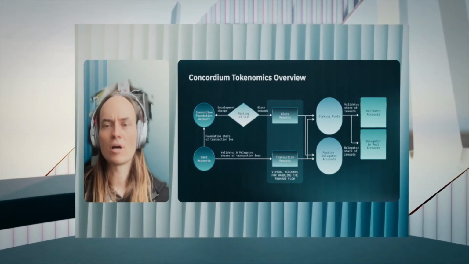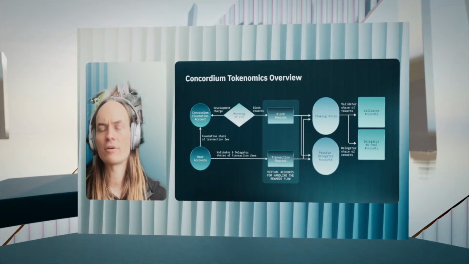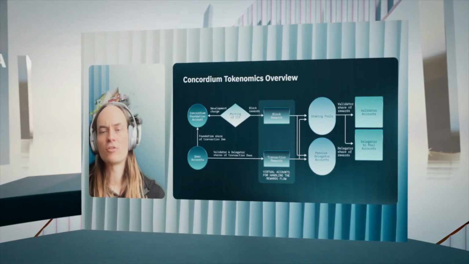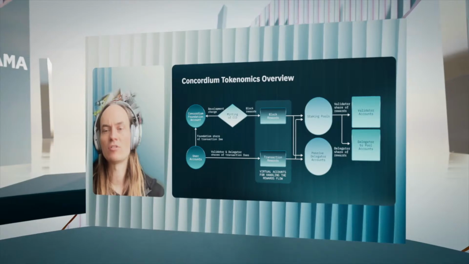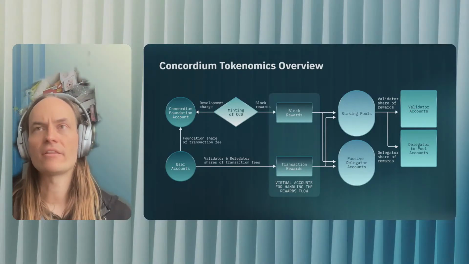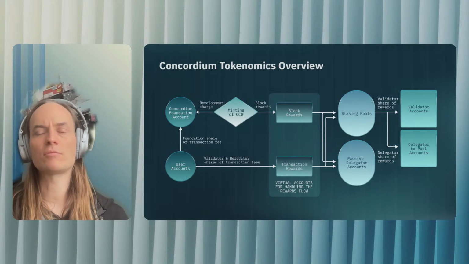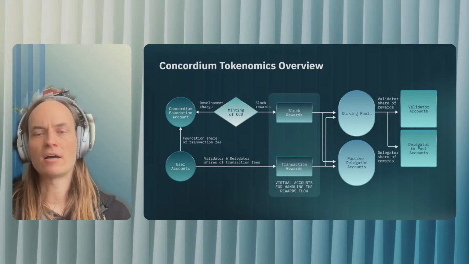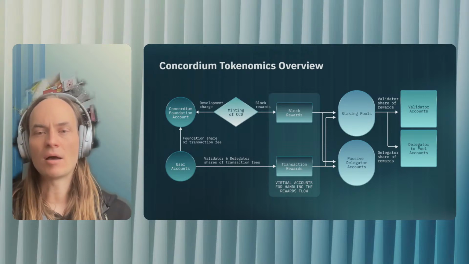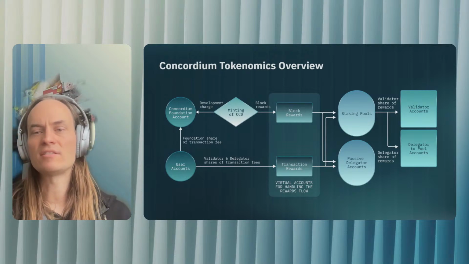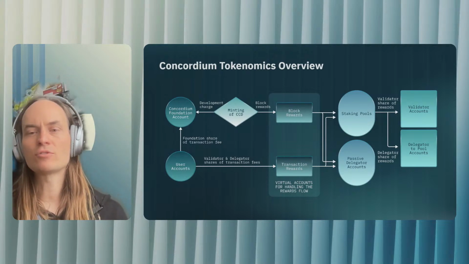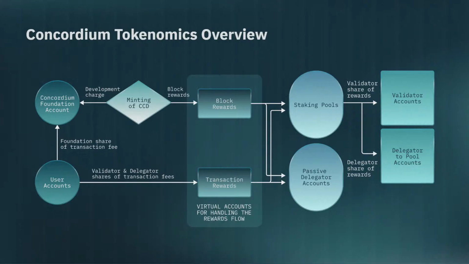Yes, so I put a brief flow chart of how the tokenomics work on the screen. There are two sources of rewards that are distributed to validators and delegators. They are the transaction fees, which come from the users. So these are in the bottom left of the screen. The user accounts, when they do transactions, have to pay a fee. And then there's the minted CCD, which gets minted once a day. A little bit of CCD is minted, and this also gets distributed. This minted CCD is in the diamond in the top left. So from these two sources, the foundation takes a small percentage, which is then used for further funding the chain. And the rest goes to validators and delegators.